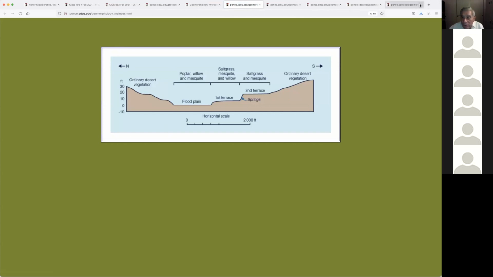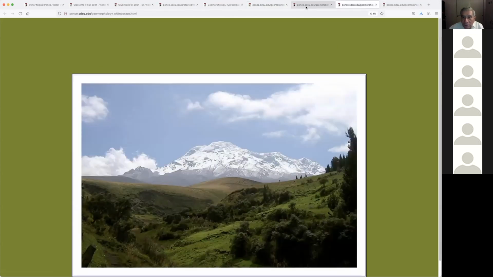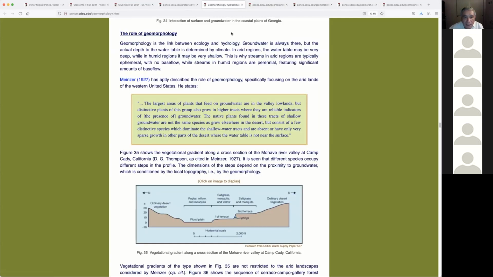If you're observant, you can actually, where is it now? I lost it again. You can actually, if you look at the plants, determine the depth of the groundwater. How fascinating. That's what Mainzer said for the first time in 1927. He basically said, if you want to understand the underground hydrology, just look at the plants, because the plants are a picture of what's going on down there. And he was 100% correct.